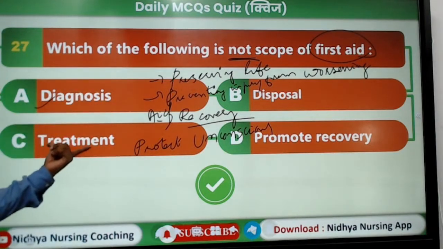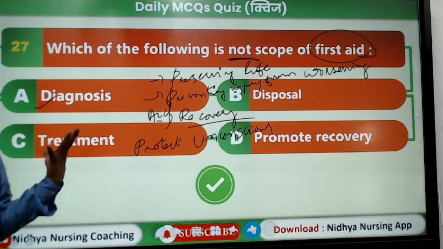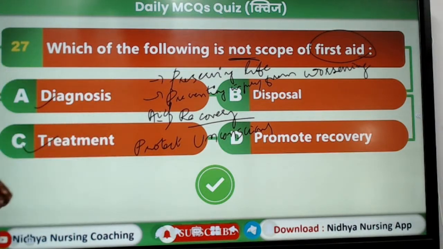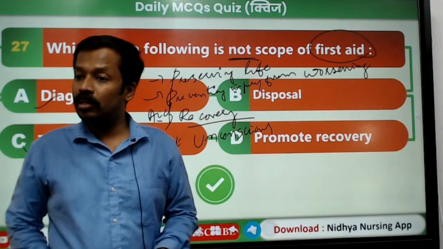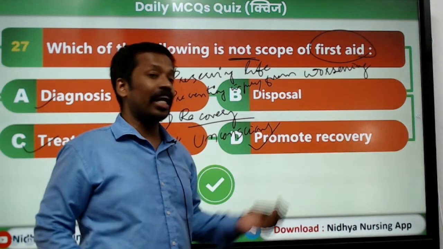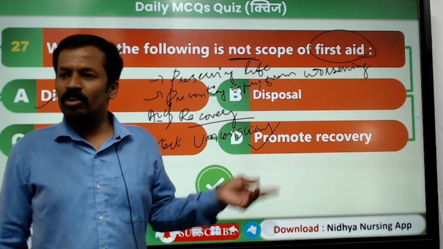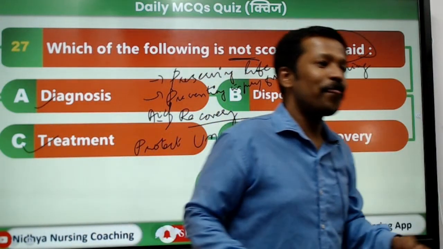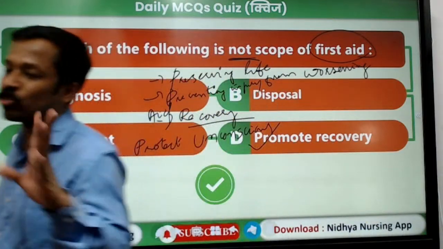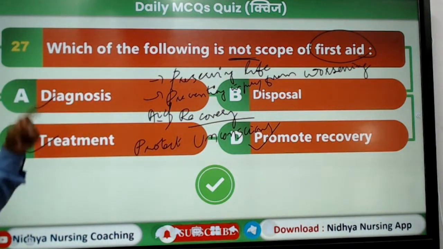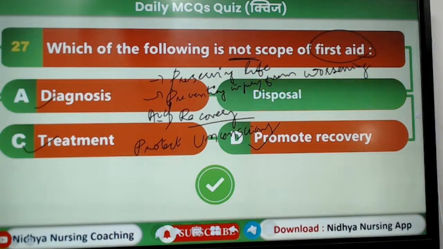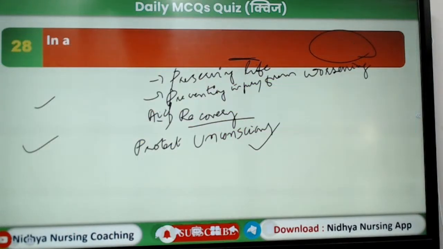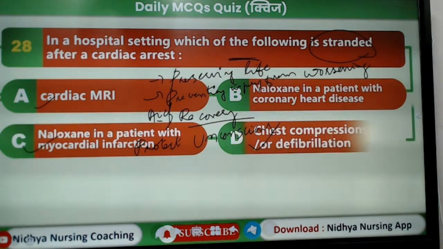Treatment. Treatment should be given, that is one of the scopes. Promote recovery. Yes, promote recovery should be done. So disposal. Do you dispose of the patient? No. Okay, disposal is not a scope of first aid. So next one.